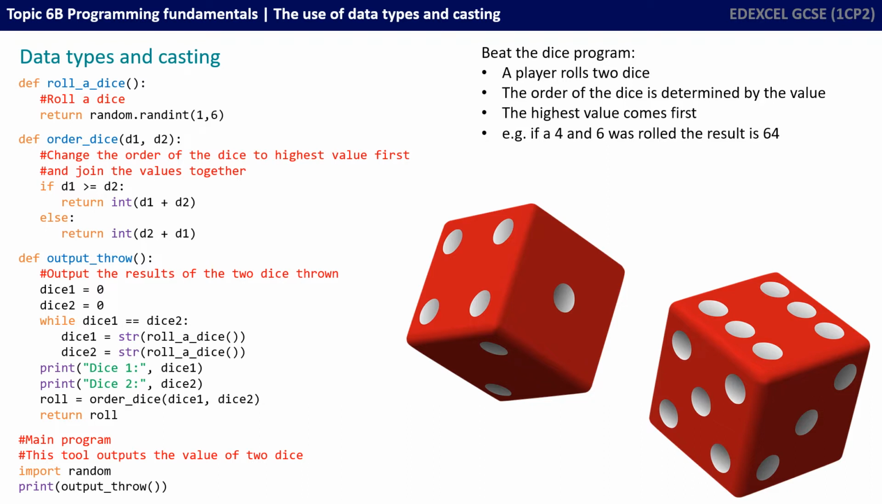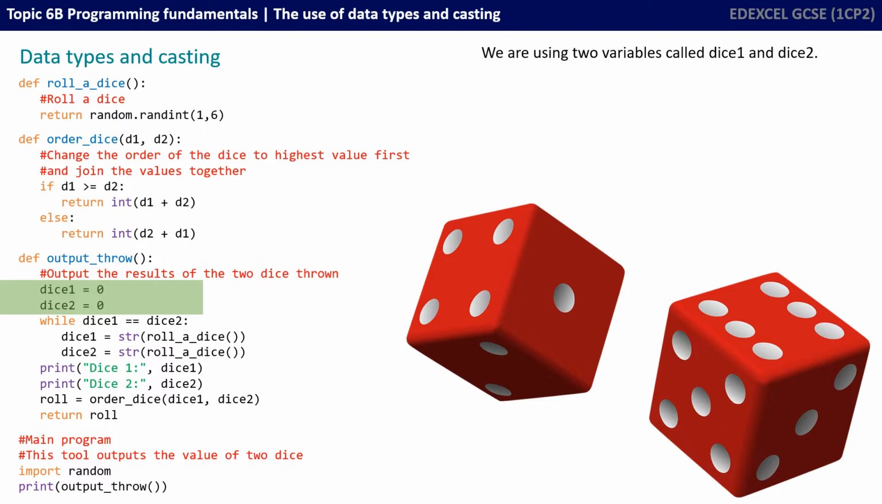We're going to use the analogy here of a beat the dice program, which we've been looking at in a couple of videos, to talk about another concept. So with beat the dice, a player rolls 2 dice. The order of the dice is determined by the value, and the highest value comes first. So if a 4 and a 6 was rolled, the result would be 64, not 10, 64.